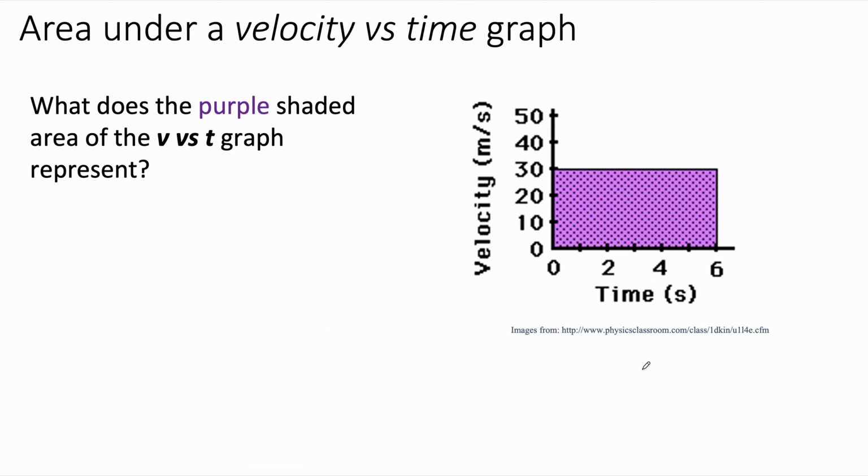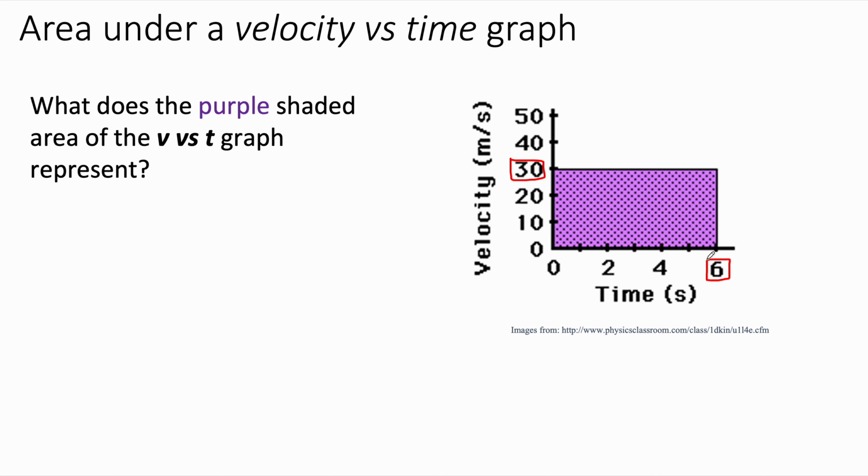Here's our new things here. The question is, what does the purple shaded area of a velocity versus time graph represent? In other words, I'm asking you, what's the area underneath a velocity versus time graph? In the previous worksheet, we were going from position versus time graphs to velocity versus time. Here, I'm actually giving you a velocity versus time graph. And I want you to think about this for a brief moment. What would happen if you went 30 meters per second for 6 seconds?